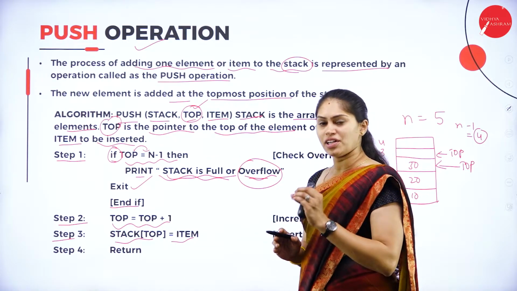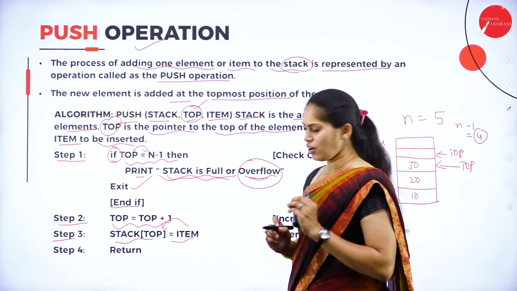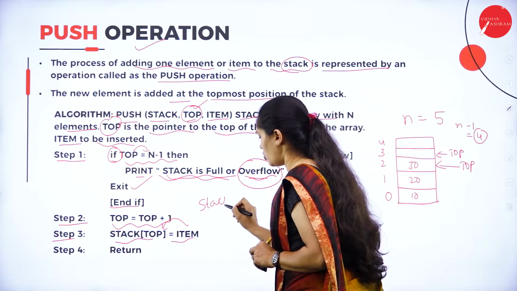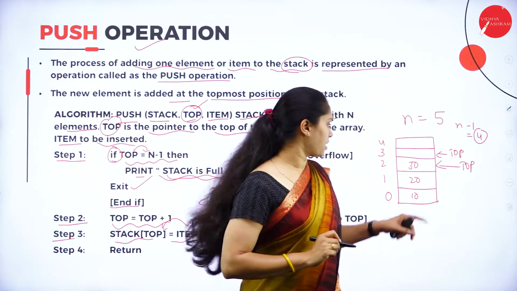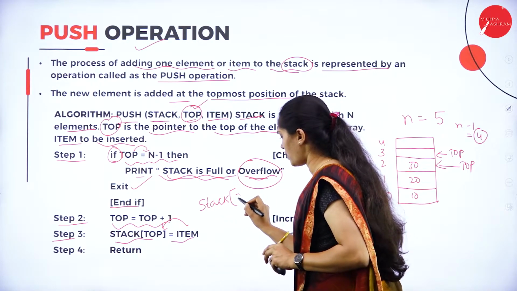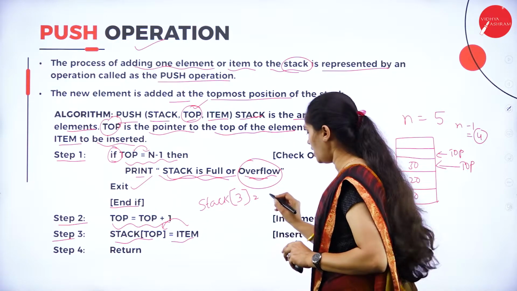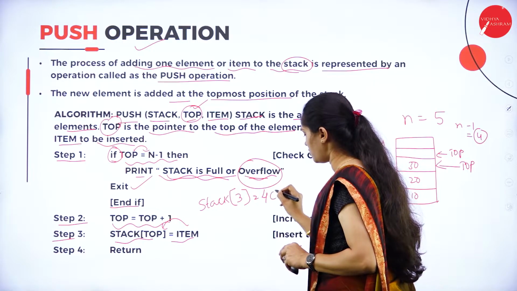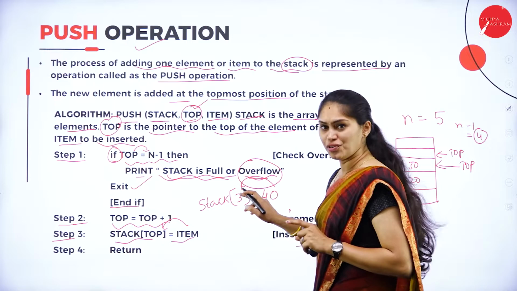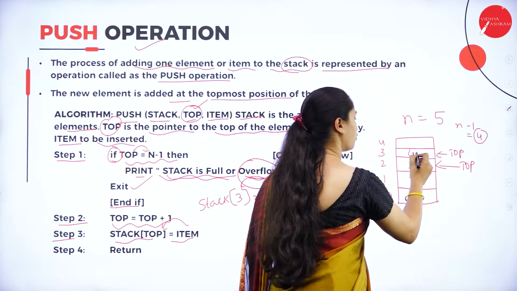So now I wanted to give a value for an item which needs to be copied to the stack of top. You can see here we have a stack. What is the location of top here? You can see that it is in location 3. That means within the square bracket in position 3, I wanted to insert an element called 40. This 40 is going to be copied to this stack of 3 now. So now what we have in stack of top is 40.